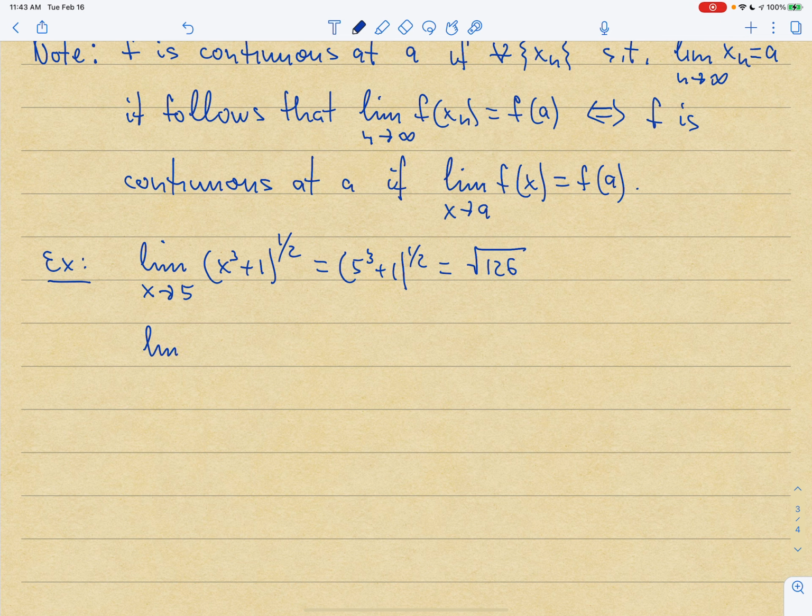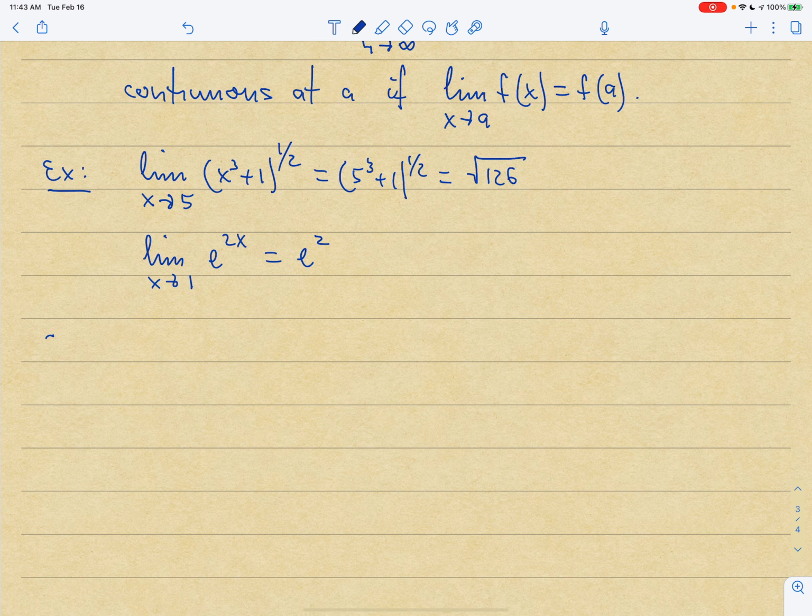If I take the limit as x goes to 1 of e to the power 2x, likewise, an exponential function. Again, we didn't prove anything about the exponential function, but if you prove that it is continuous, then this immediately becomes e squared. So computation of limits for continuous functions is a piece of cake.